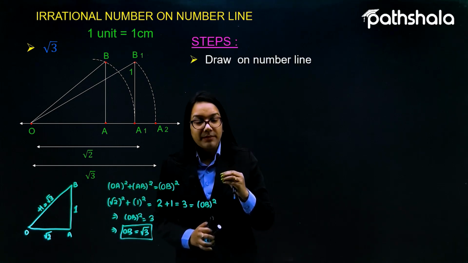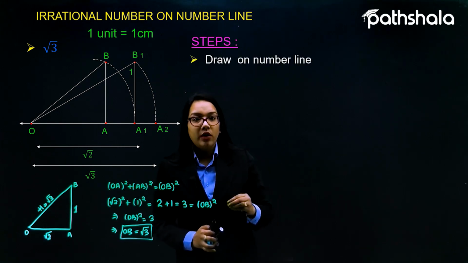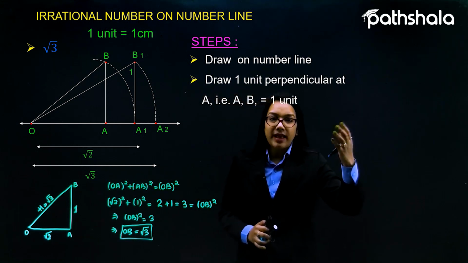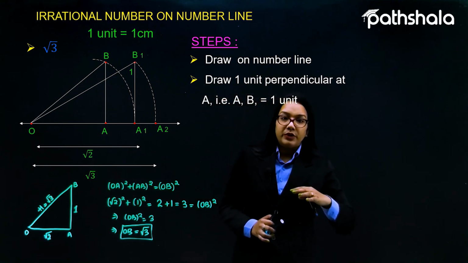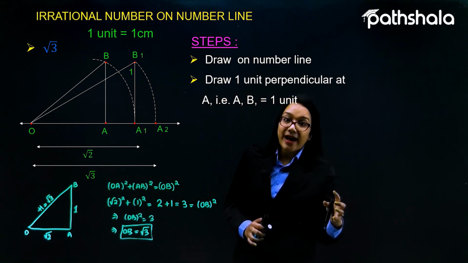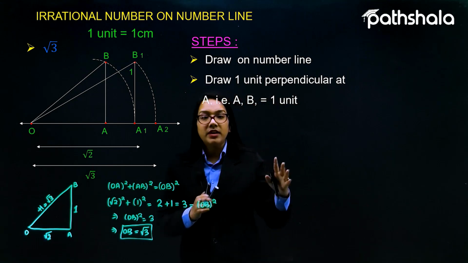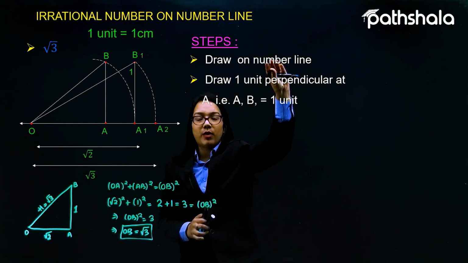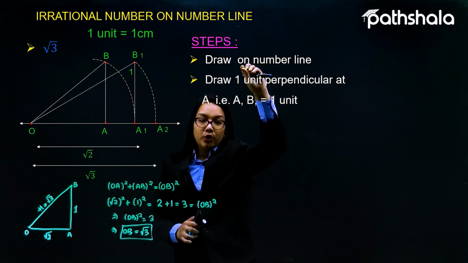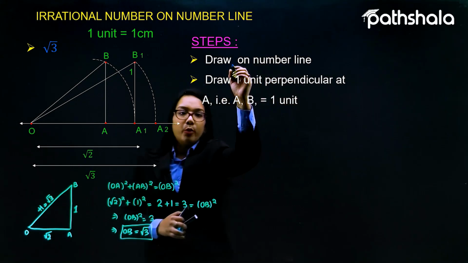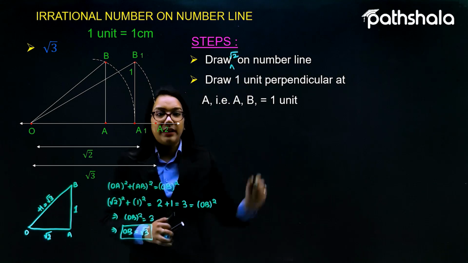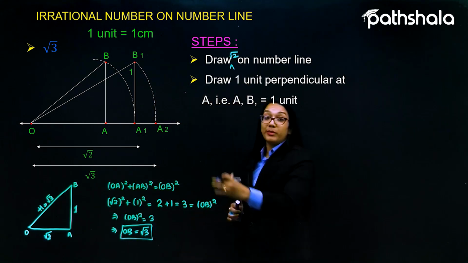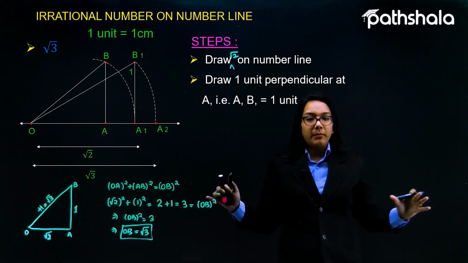So first of all, step number 1 would be to draw a number line. As we have drawn a number line, step number 2 would be to draw 1 unit perpendicular at A such that A1B1 is 1 unit. So first of all, in step number 1, we can amend it as draw root 2 on the number line. There is something missing over here. Step number 1 would be to draw root 2 on the number line.